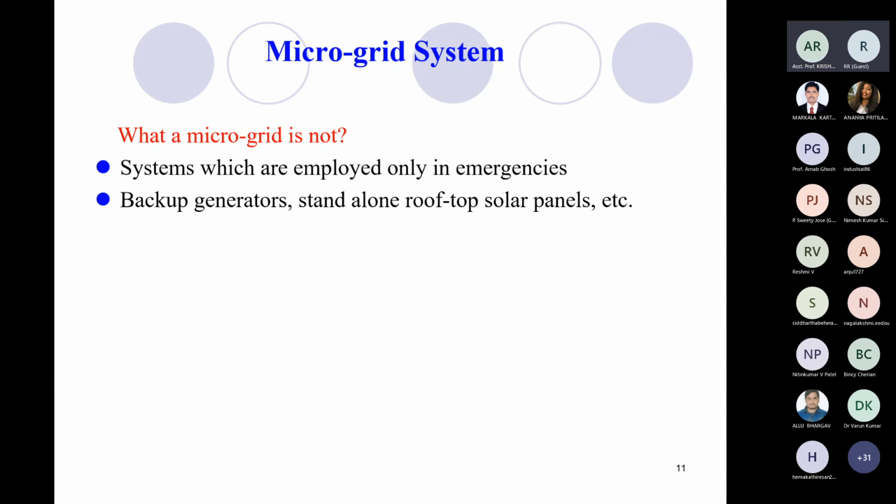Similarly, standalone rooftop solar panels also have some limitation. That means when there are no sun rays, or at night time, the rooftop panels will not be able to supply the load. So that is why standalone rooftop solar panels will also not be considered a microgrid.